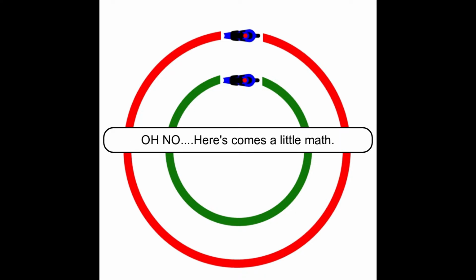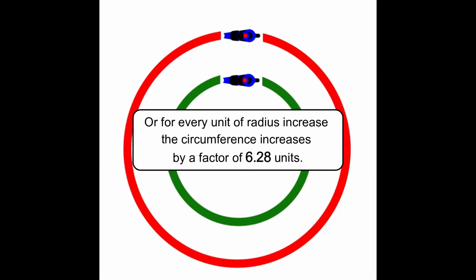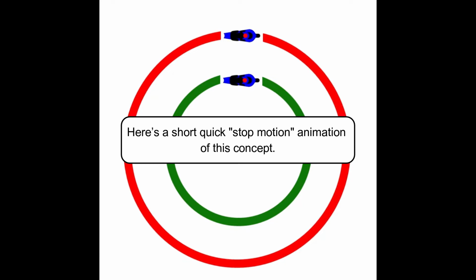Oh no, here comes some math. Hang on, here we go. The math behind it is the circumference of the circle increases faster than the radius. The formula is circumference equals 2 times pi times the radius. In layman's terms, that means for every unit of radius increase, the circumference increases by a factor of 6.28 units. The following is a quick, short stop-motion animation to show this concept.